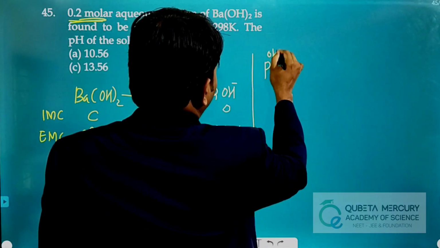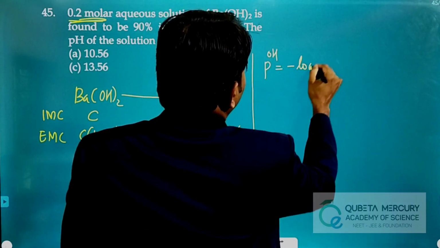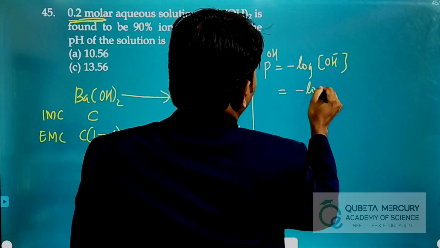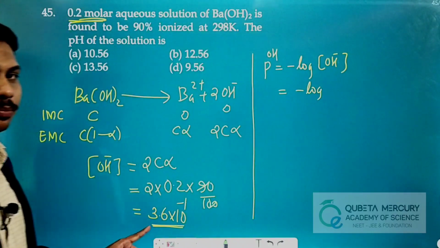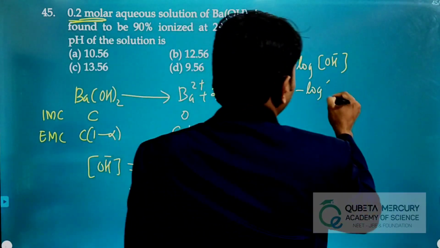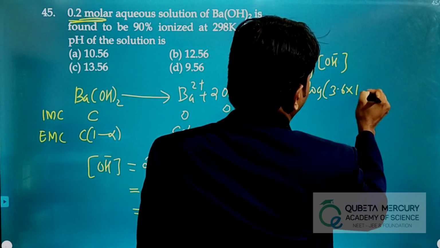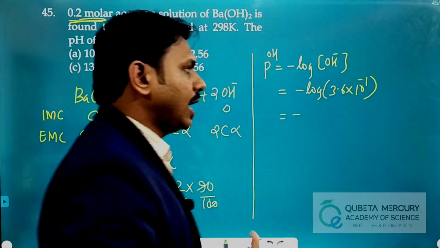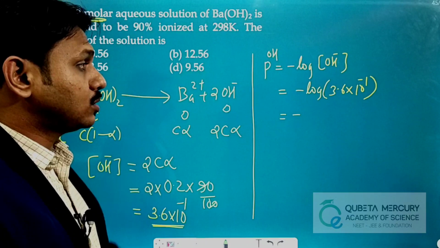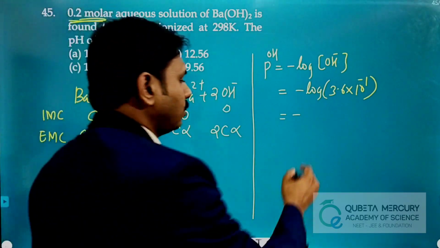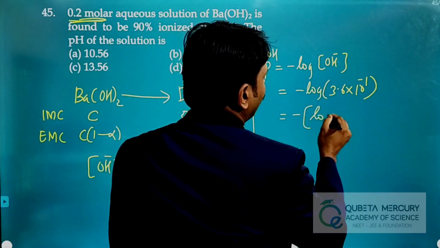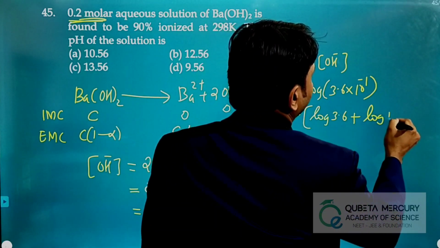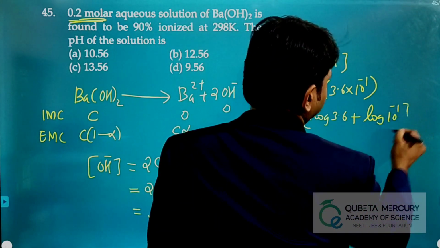pOH equals the negative logarithm of the OH minus ion concentration. So negative log, the value is 3.6 into 10 raised to minus 1. This is in the form of log AB, and log AB equals log A plus log B. So I am taking the minus outside: log 3.6 plus log 10 raised to minus 1.